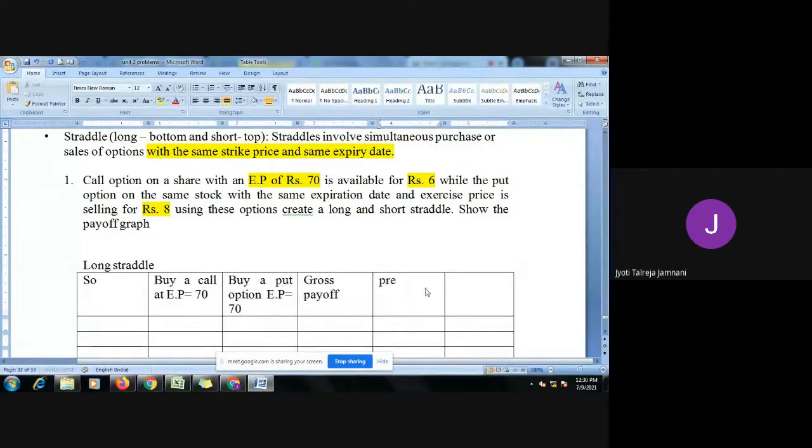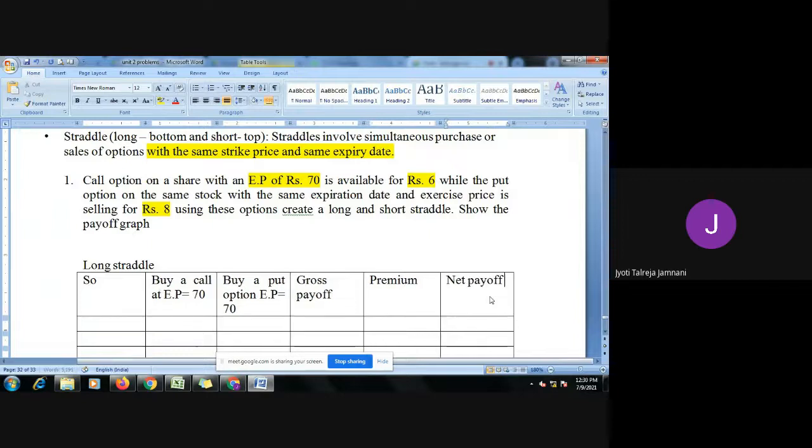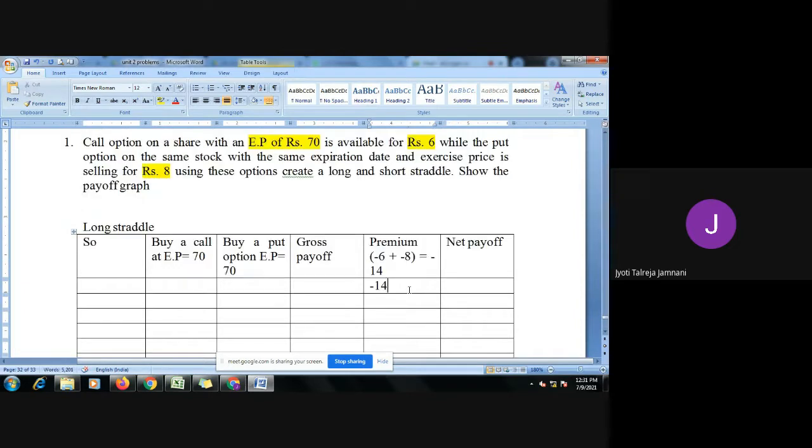Then we'll see the premium. Now remember, when you buy both the options, you need to pay premium. So you're going to pay a premium for a call option, that is 6 rupees, and a premium for the put option, that is 8 rupees. So minus 6 plus minus 8, so 6 plus 8 is 14. So your premium is minus 14. You're going to pay 14 rupees to create a straddle because you're buying.